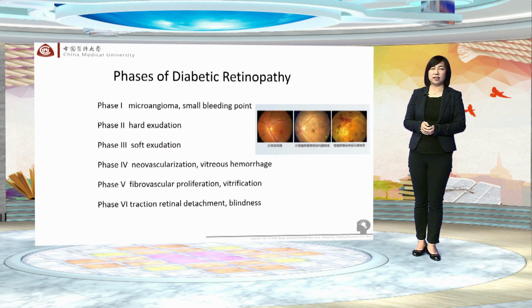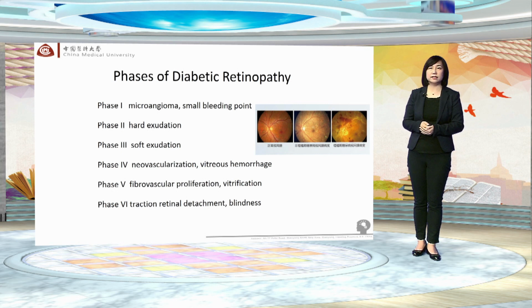Diabetic retinopathy is a highly specific vascular complication of both type 1 and type 2 diabetes, with prevalence strongly related to both the duration of diabetes and the level of glycemic control. Diabetic retinopathy is the most frequent cause of new cases of blindness among adults aged 20 to 74 years in developed countries.